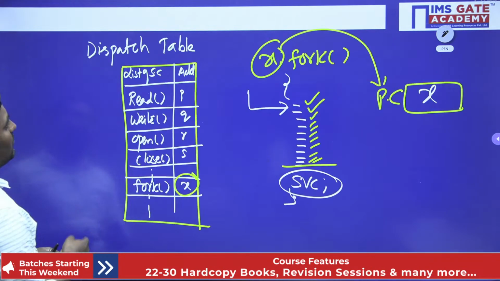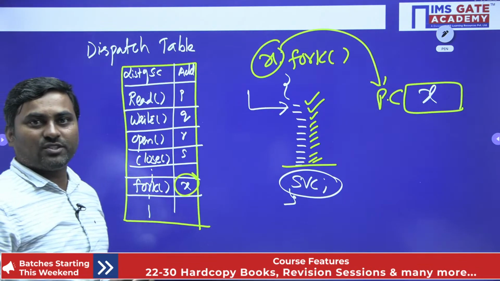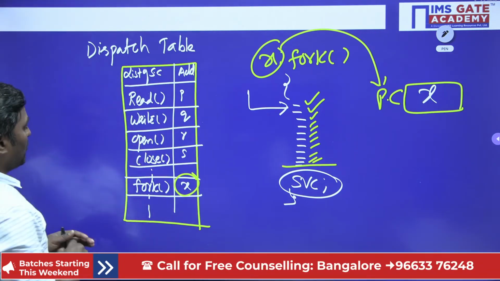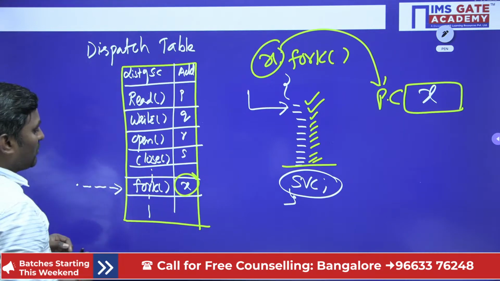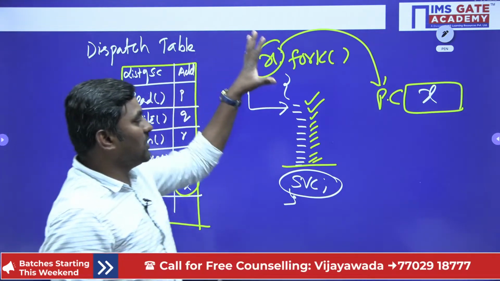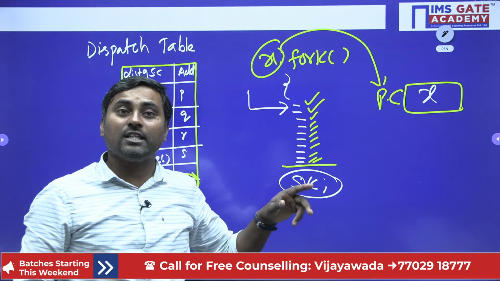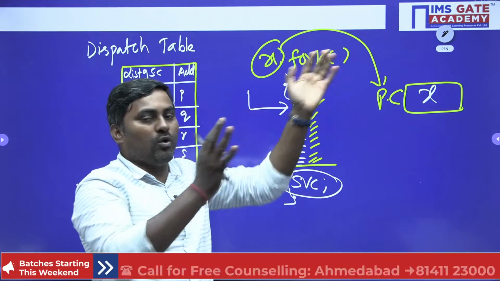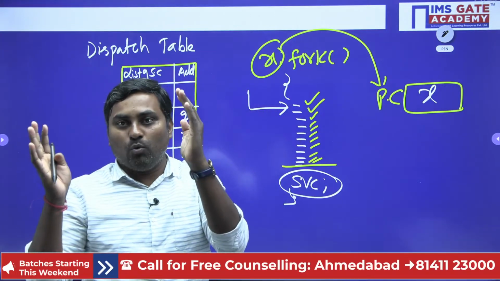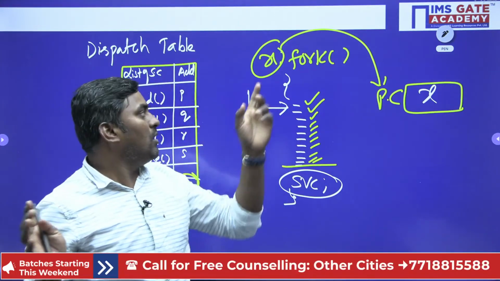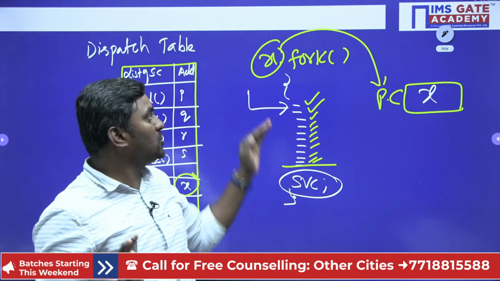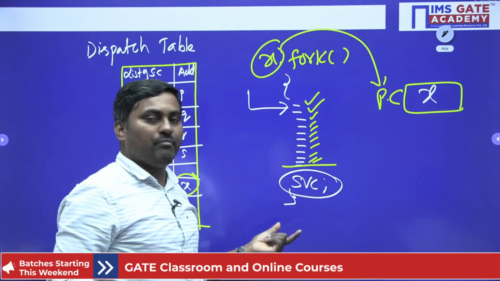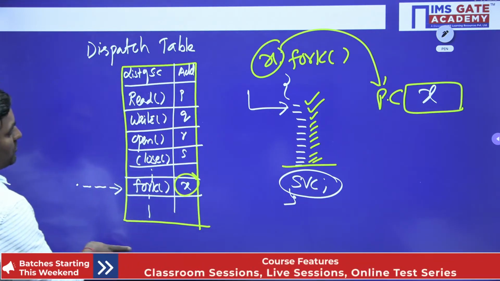The dispatch table contains the list of system calls and their addresses; you can take a screenshot. Look at the address of fork, X. At address X, the code will be there, which is in the kernel part. Memory is also divided into two parts, right? User code and kernel code. In the OS memory area, at location X, the code will be there. You jump into that code and start running. Once execution is over, you again have to run the SVC, the supervisory call.